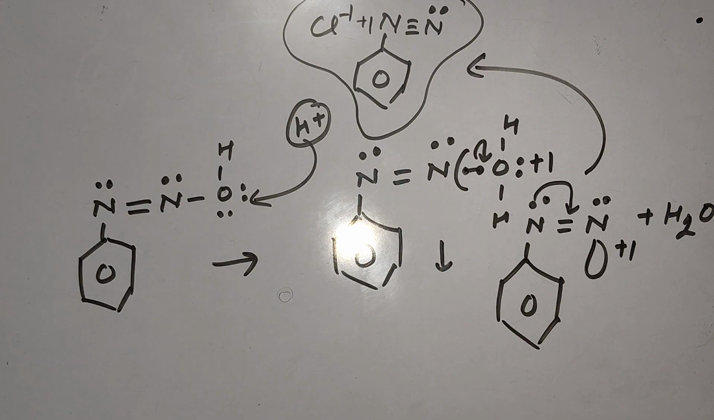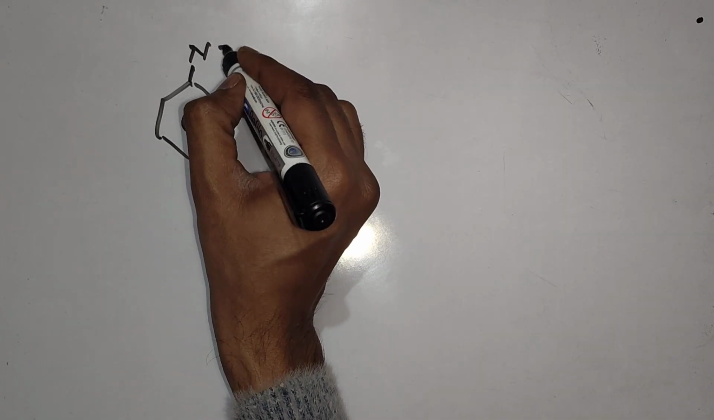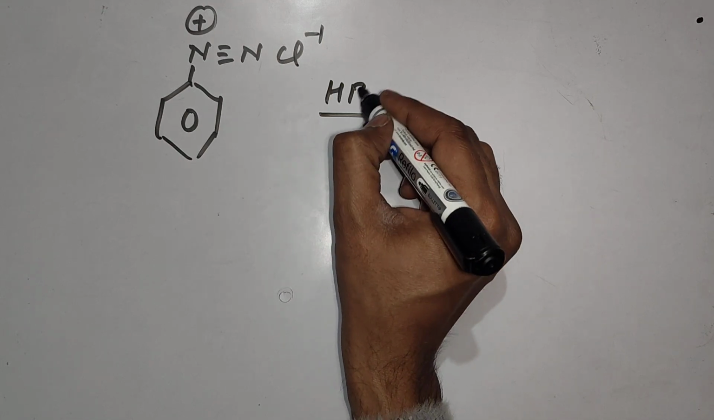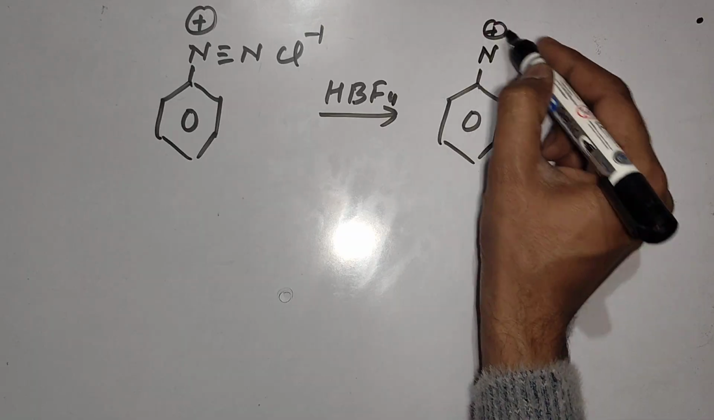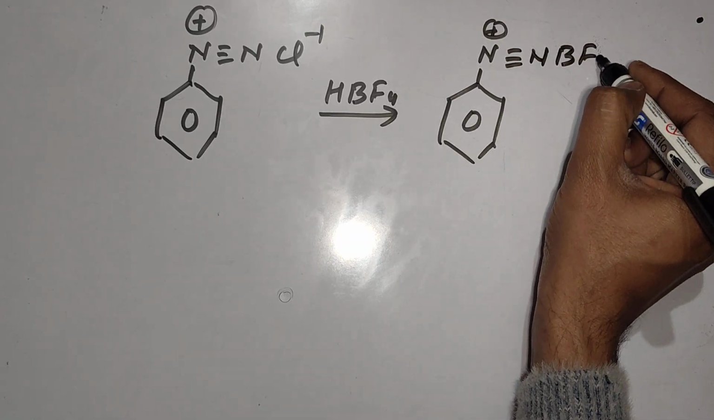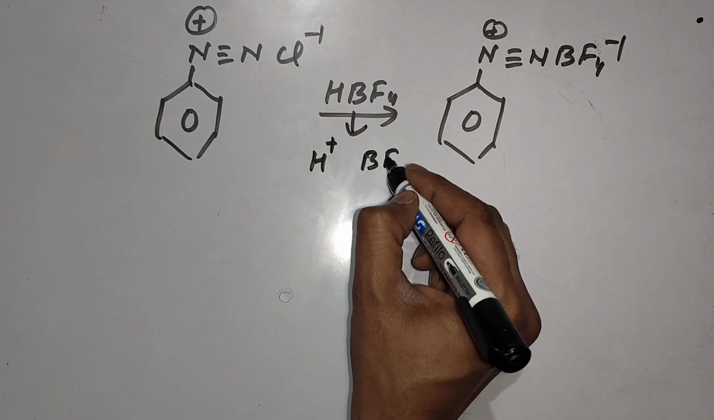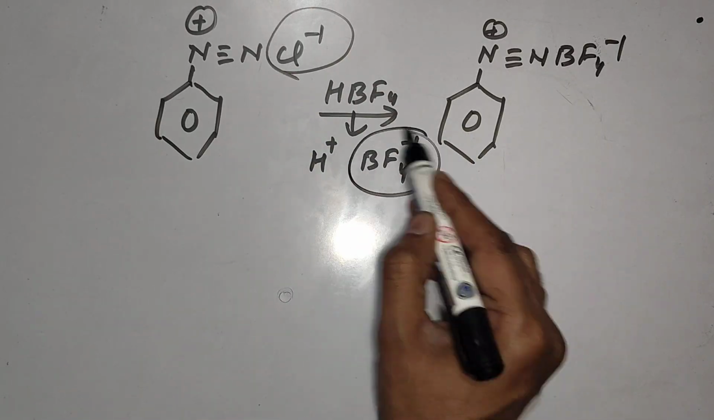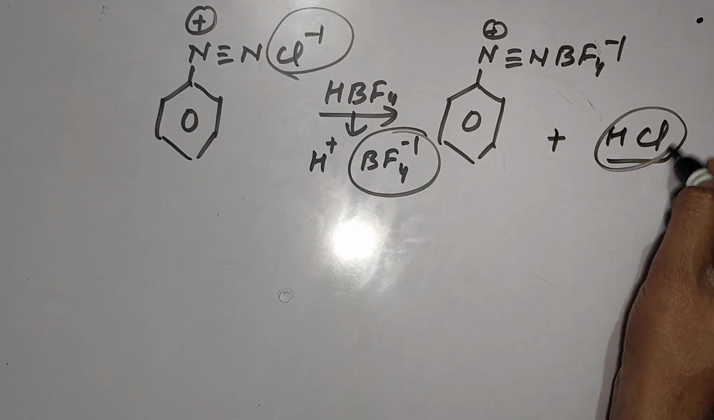Now after this, what happened next? The second step in the Balz-Schiemann reaction: it is reacted with fluoroboric acid, and we got BF4 negative. I believe that we don't require so much information for that. It is just a nucleophilic substitution reaction. Cl negative is replaced by another nucleophile, BF4 negative, and HCl will be a side product.